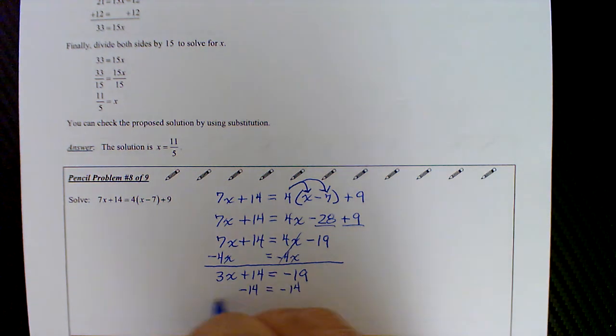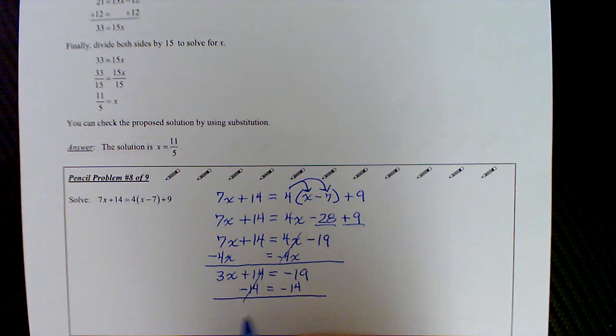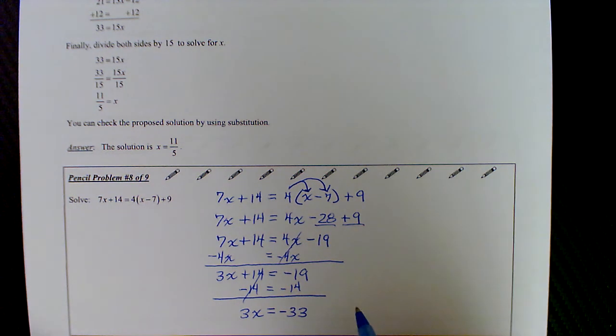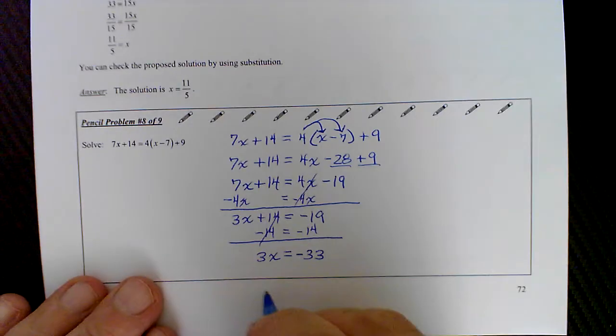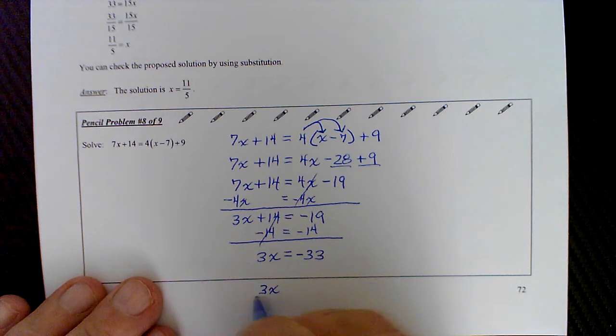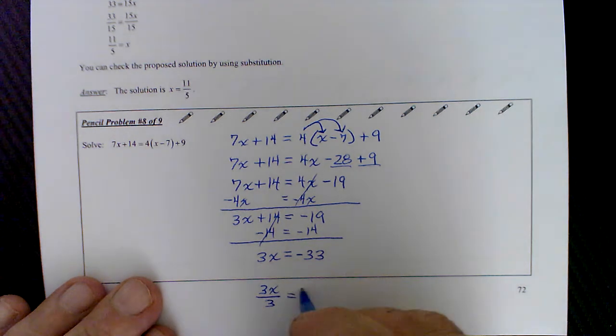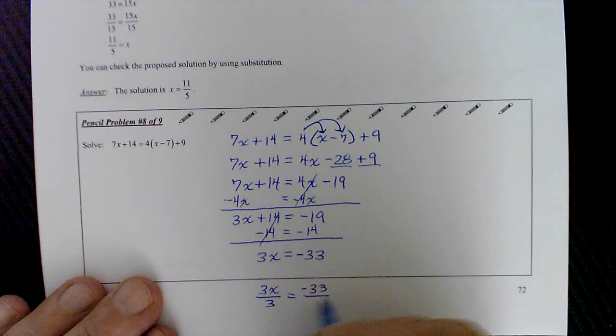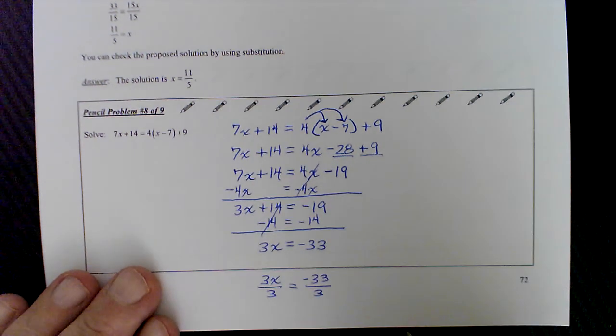Those go away, I'll bring down the 3x, tuck it right in next to the -33 in this case, and finally divide. So go down here, show the division. Many of you are just going to jump right in there and do the division, but I'll show it in a separate step, and we get x equals -11.